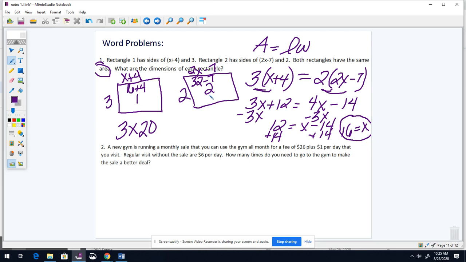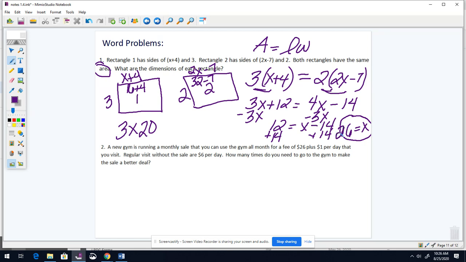I have something wrong here, and I'm not sure what I did wrong. Hold on. It's 14, 3x. No, that's right. I'm not sure where I'm goofing up here. So I get 25. Hold on. Let's see. 4x minus 14. 3x plus 12. Add 14 to the 12. I get 26. Hello. Sorry.